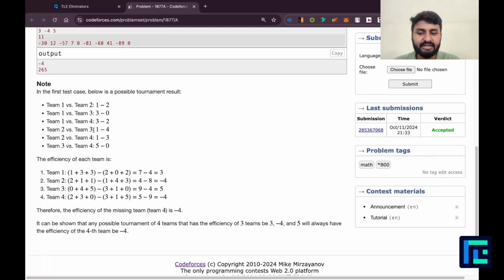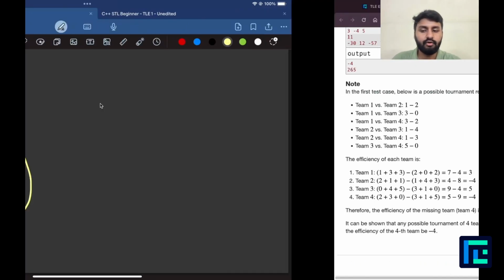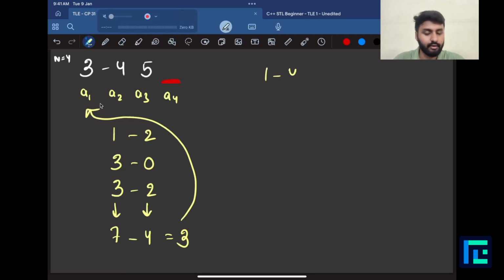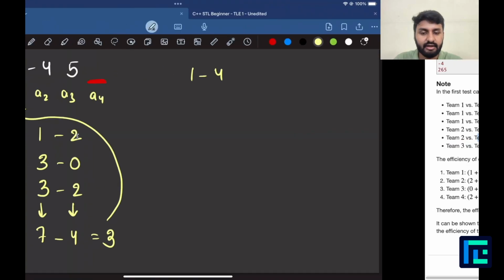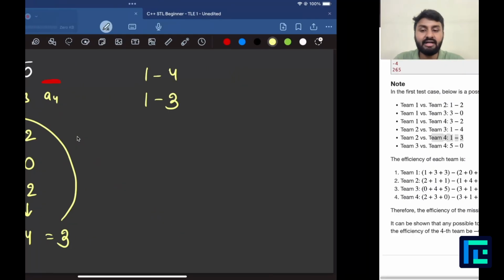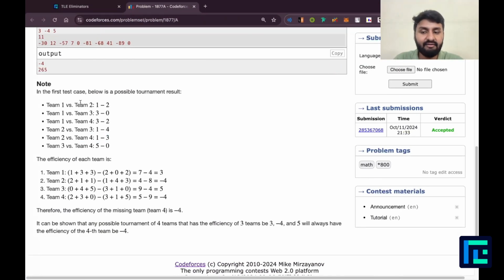Now, team 2 fights with team 3. Team 2 of course fights with team 4, but I mean this might not be very clear. Team 2 has already fought with team 1. So the scores I would write would look something like this. When team 2 fights with team 1, this is 1-4, of course. When team 2 fights with team 4, this is 1-3. This is 1-3.